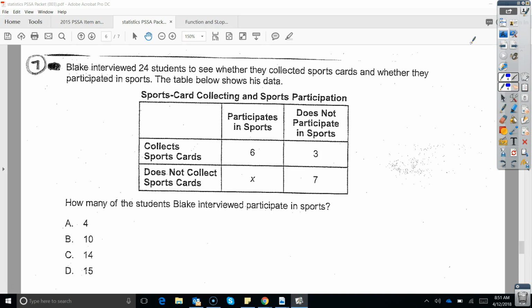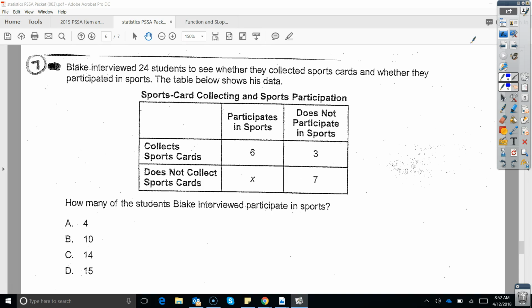Right? So in this question, it says Blake interviewed 24 students to see whether they collected sports cards and whether they participated in sports. The table below shows this data. So they give you a table there. You can look and see how many students collect sports cards and participate in sports, how many collect sports cards but don't participate in sports, and so on. The question's asking us how many of the students Blake interviewed participate in sports.